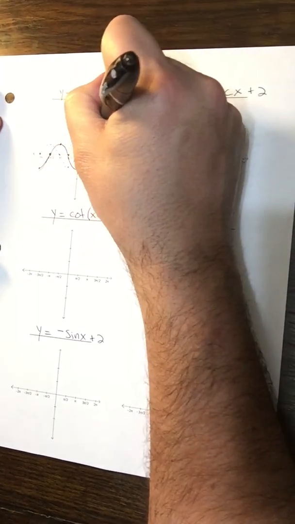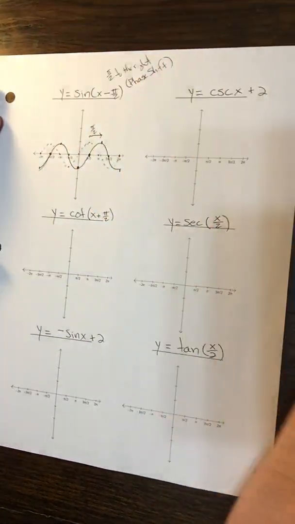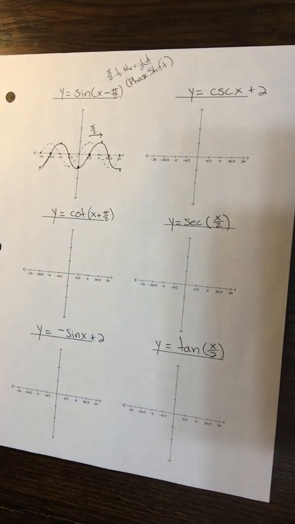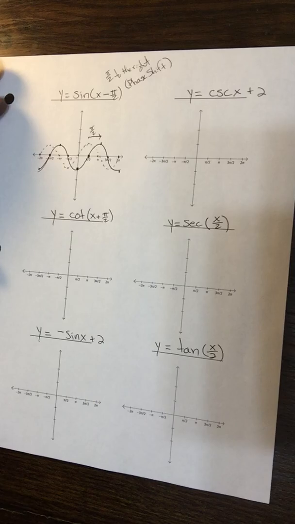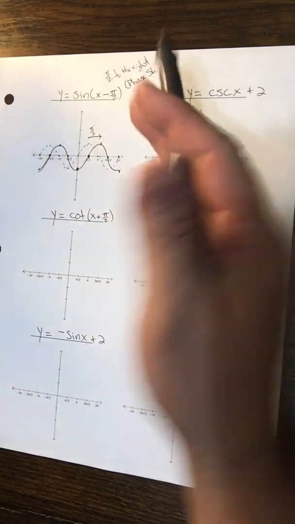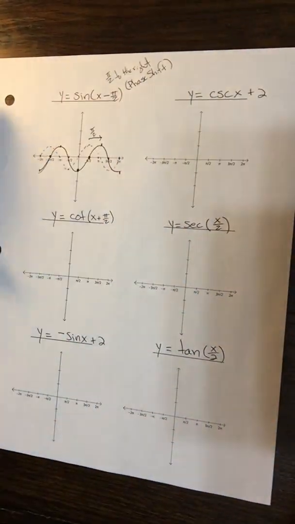This thing just moved to the right pi over 2 units. That's a phase shift. And if it's going to the right, we would actually call it a phase shift of pi over 2, meaning it goes to the right even though you have a negative in there. You would call the phase shift pi over 2.